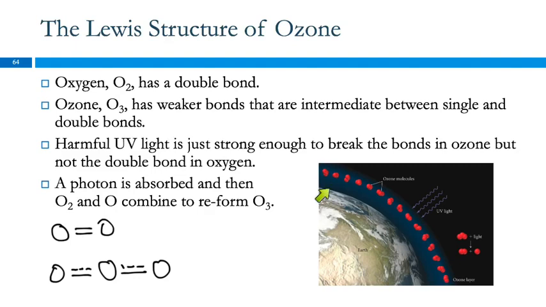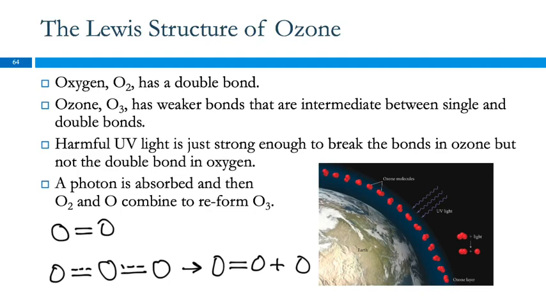So high up in the atmosphere, we have an ozone layer. There's ultraviolet light coming in from the sun. Ultraviolet light has enough energy to break the bond in ozone. It can't break the bond in oxygen because that bond is too strong. So it can break this hybrid bond in ozone. Well, what do you get when that happens? You get an oxygen molecule and an oxygen atom.